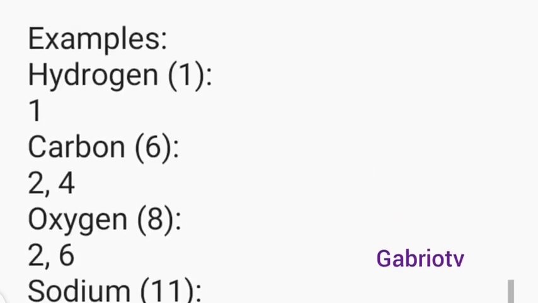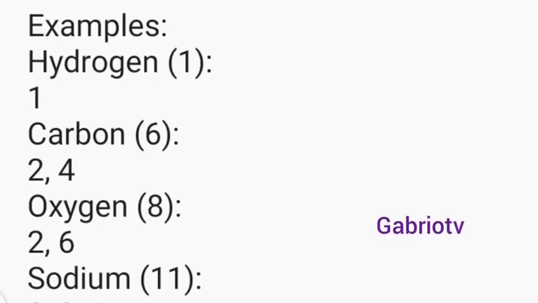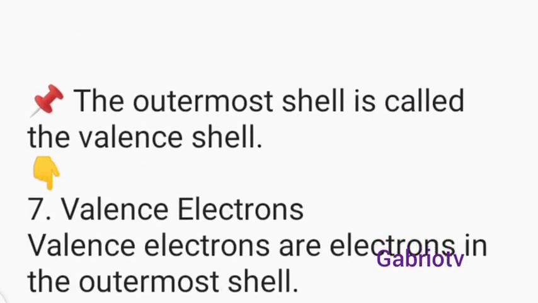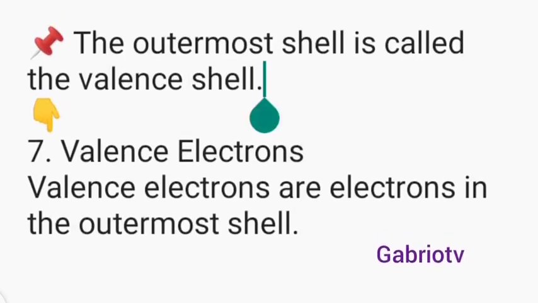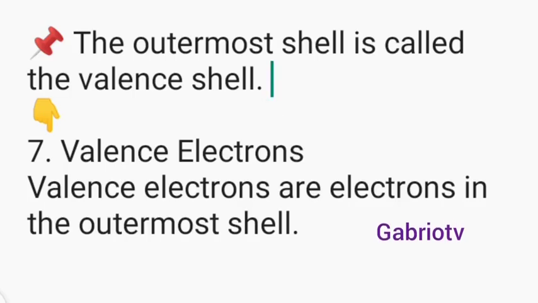Now, for example, if I have hydrogen, you see it has 1, and carbon here, we have the electronic configuration to be 2, 4. The valence electron there is 4. What is valency? That is the number of electrons in the outermost shell. Then oxygen here is 2, 6. Then if you look at sodium, the valency there is 1 because it has 1 electron in the outermost shell. So the outermost shell is called the valence shell, and the electrons in the outermost shell are called valence electrons.